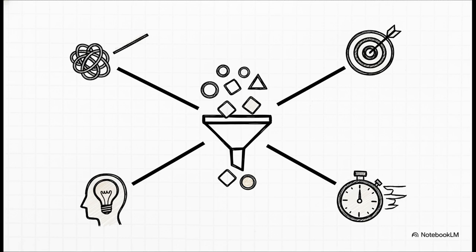You can actually improve your model's accuracy by getting rid of the noise. You can make it run way faster. You can avoid some really nasty math problems. And maybe most importantly, you can build a model that you, a human being, can actually look at and understand.